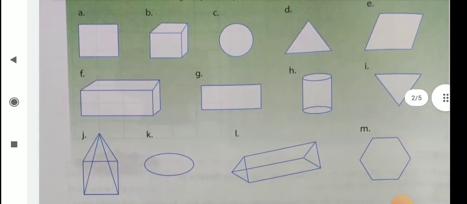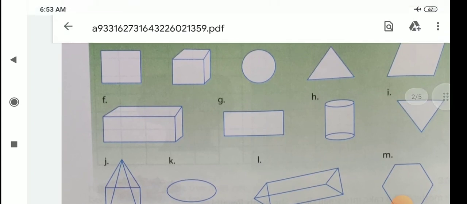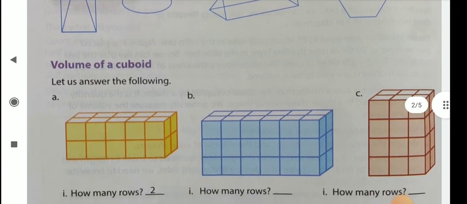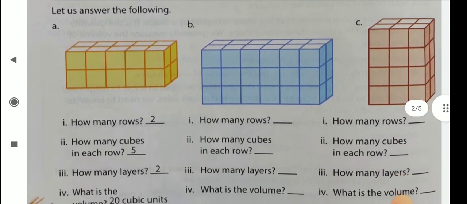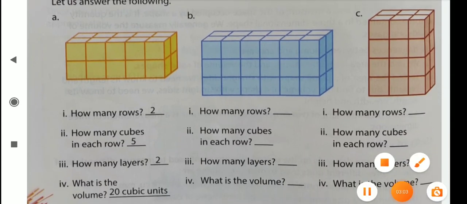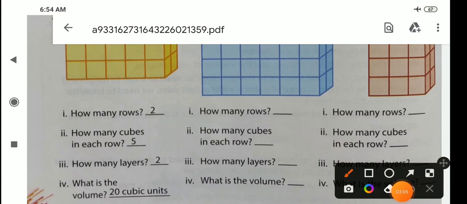Then comes to volume of a cuboid. Cuboid means, children, here length, breadth and height is given. Okay. For example, you see a figure. How many rows are there, children? Here 2 rows are there.